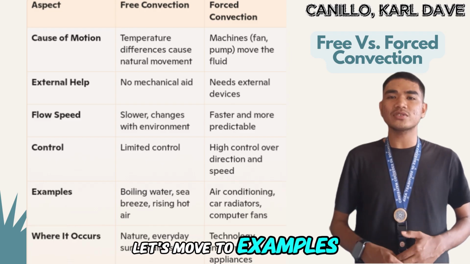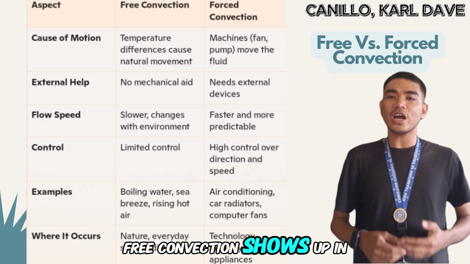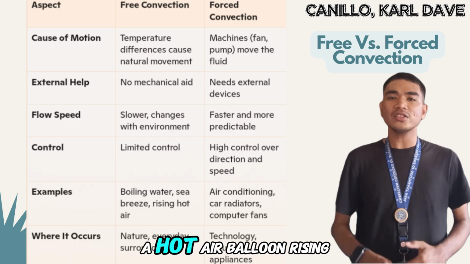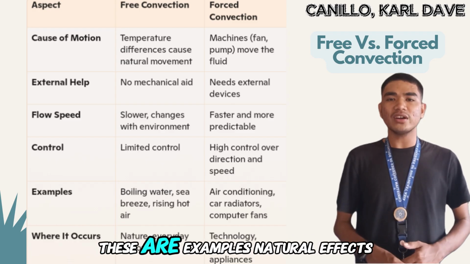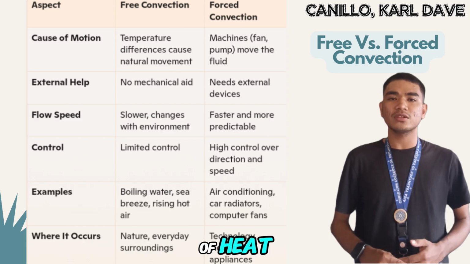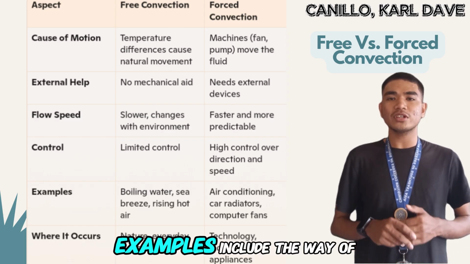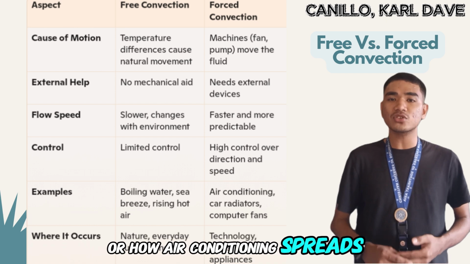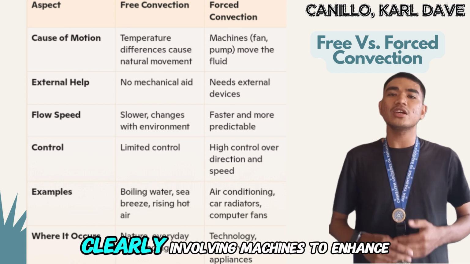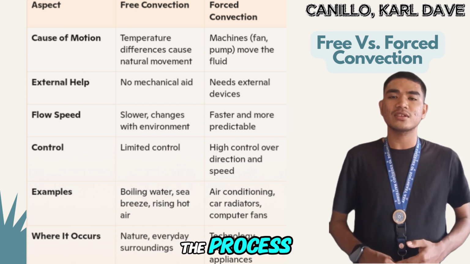Let's move to examples. Free convection shows up in boiling water, a hot air balloon rising, or a breeze near the sea. These are natural effects of heat. Forced convection examples include the way a fan cools your laptop or how air conditioning spreads cool air around a room, clearly involving machines to enhance the process.